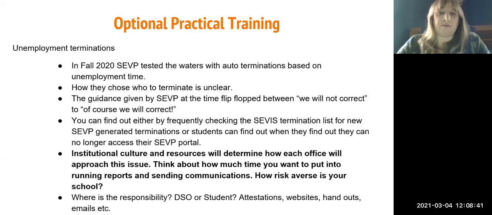So we'll take this moment to talk about how each of our institutions handles this. And obviously it will totally depend on your institutional culture and the resources that your office has available, about how hand-holdy you can be with students and how much time you can use to run reports and send out individualized communications to remind students to use the portal or to report their employment or how important it is. It also depends on how risk averse your school is. So it will really vary from institution to institution how you can handle this.